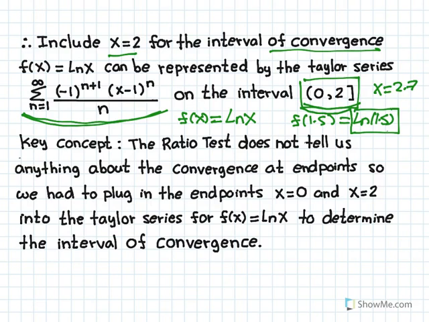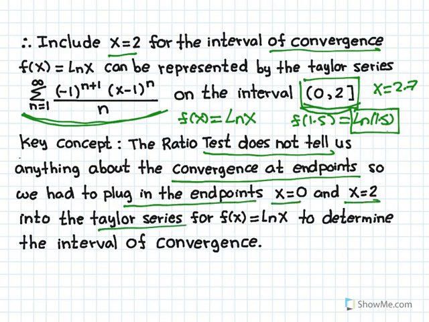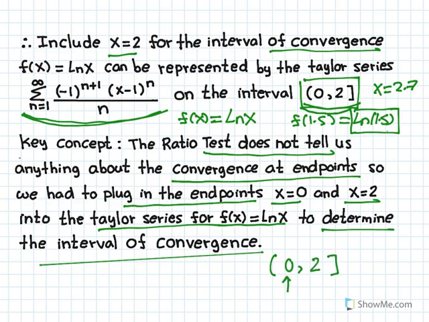So the key concept here is the ratio test does not tell us anything about the convergence at endpoints. So we had to plug in the endpoints manually, x equals 0 and x equals 2, into the Taylor series for f of x equals log x to determine the interval of convergence. And we found the interval of convergence to be 0 to 2. So we excluded x equals 0, but we included x equals 2. And that's why we have a closed bracket on the right-hand side and an open bracket on the left-hand side.